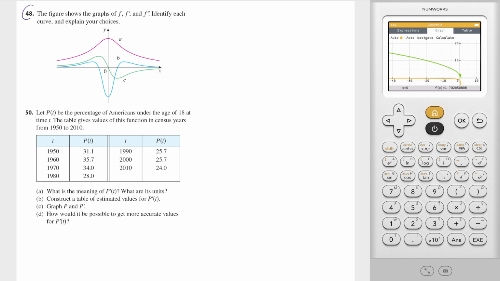48, second to last one. The figure shows the graphs of f, f prime, and f double prime. Identify each curve and explain your choices. Okay, so first thing I do is I look at this and I say, okay, there's a 0 slope here and a 0 slope here, and the green one is 0. So the green one must be the derivative of one of those two, but it can't be the derivative for both because these are two different functions.